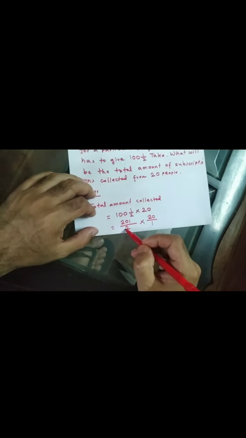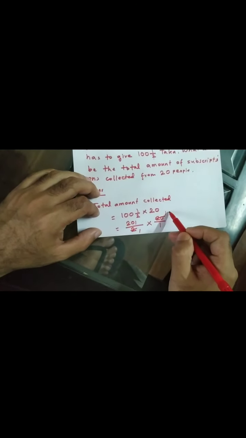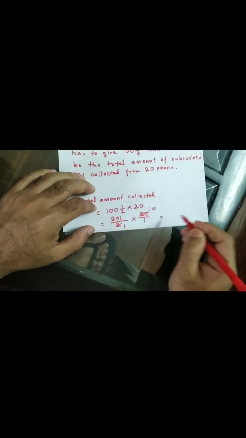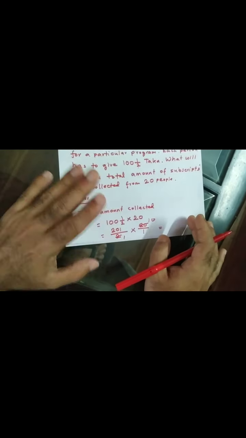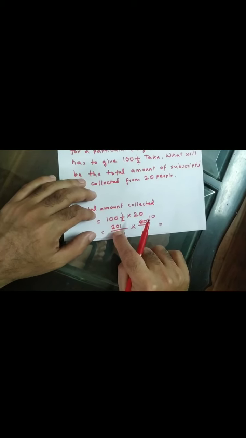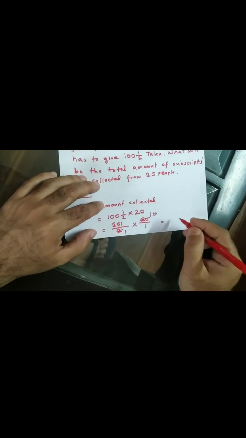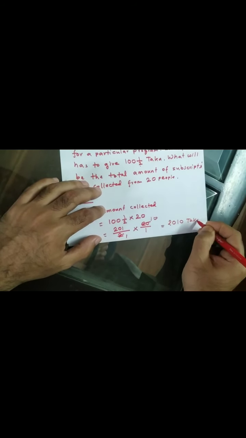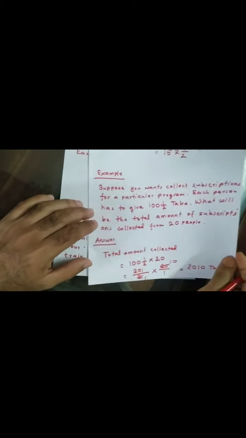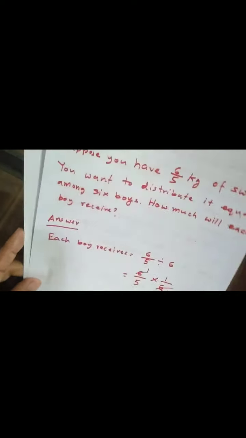So let's do that. 2 ones are 2, 2 tens are 20. So 1 into 1 gives me how much? 1. So there is 1 in the denominator. There is no need to write that. What is there in the numerator? 201 into 10. So how much do I get? 2010 taka. So these are some typical problems that you might face in word problems involving fractions.